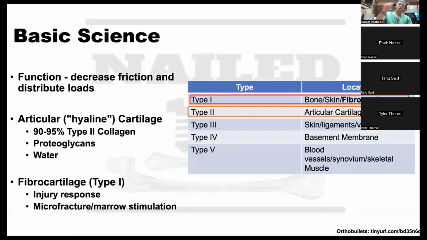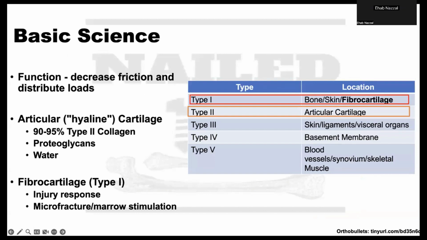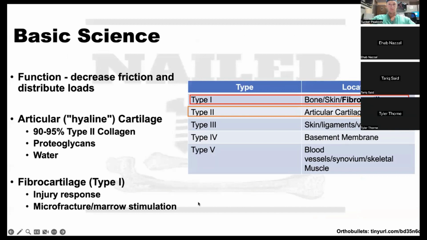Awesome. Thank you. So just starting off with the basic science. The function of cartilage is basically to decrease friction and distribute loads as a weight-bearing surface. There are different types of cartilage, types 1 through 5. A lot of this is OITE review, but importantly for articular cartilage, you have type 2, which is what it's mainly comprised of. And then you also have fibrocartilage, which is type 1. Fibrocartilage is really made as an injury response, and it'll be important when we talk about microfracturing and marrow stimulation.